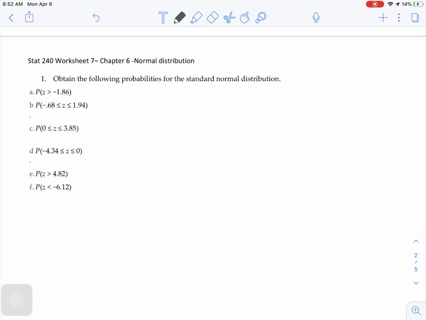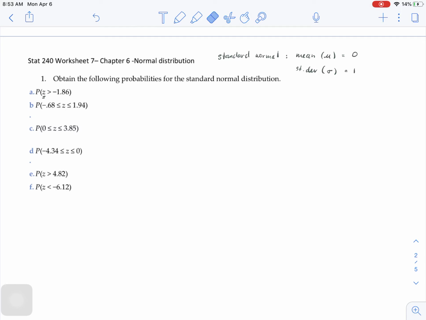Number one, we have probabilities for the standard normal distribution. Anytime we see the letter Z, we're dealing with the standard normal distribution. The standard normal distribution is just a normal distribution with mean, also denoted by mu, equal to 0, and standard deviation, denoted by sigma, equal to 1.